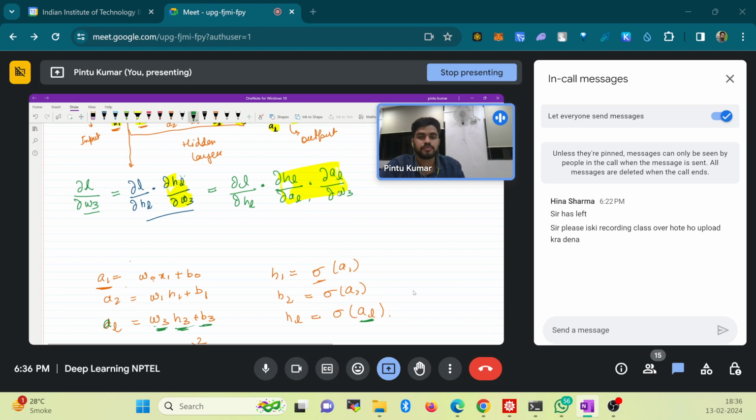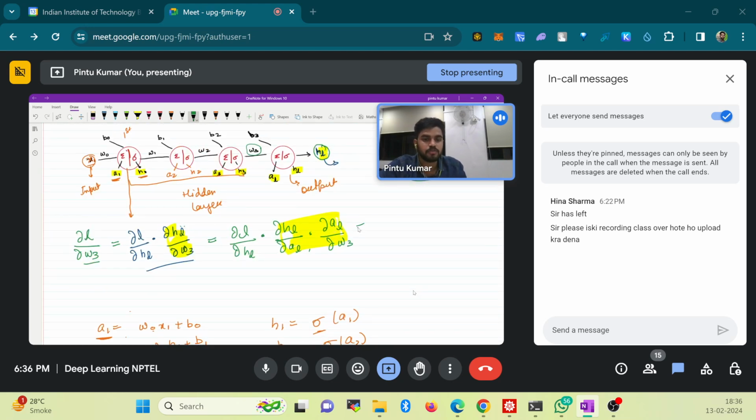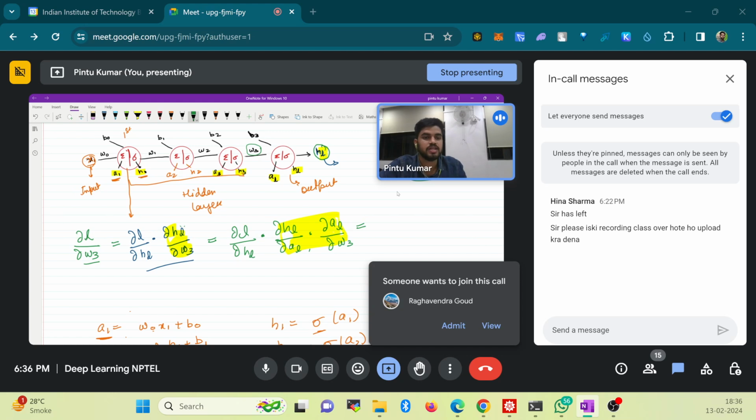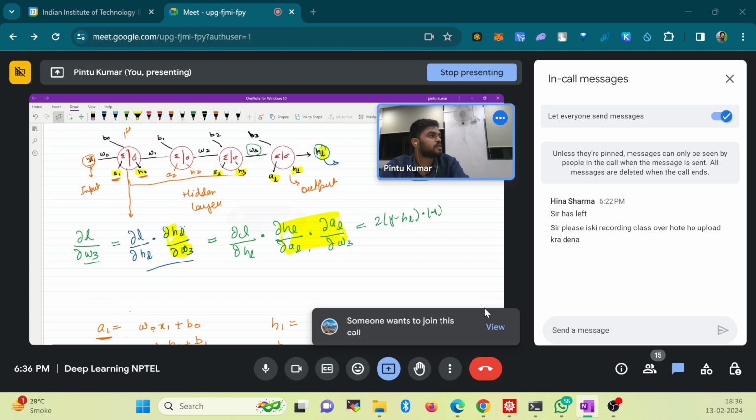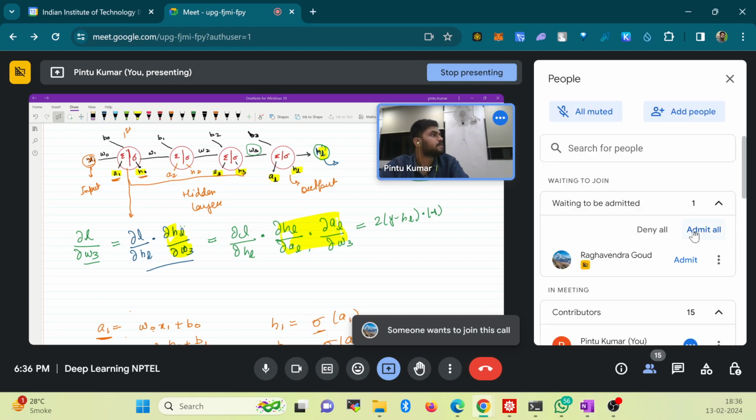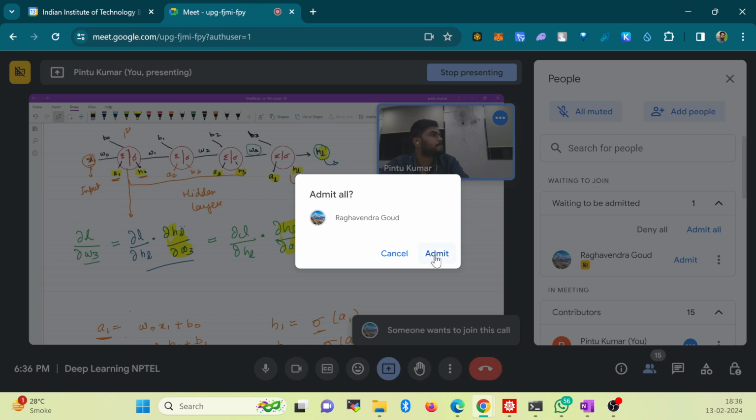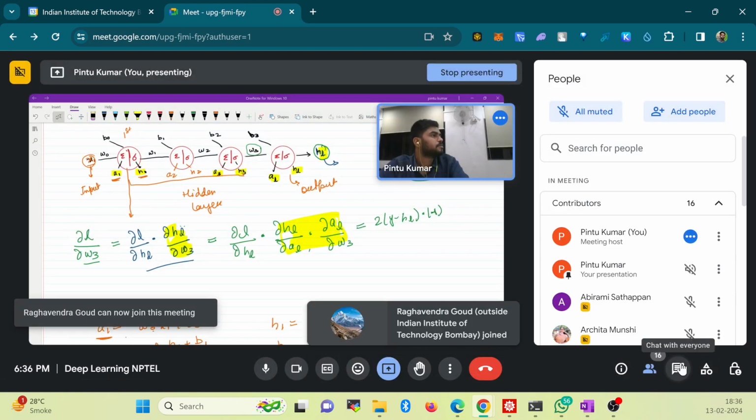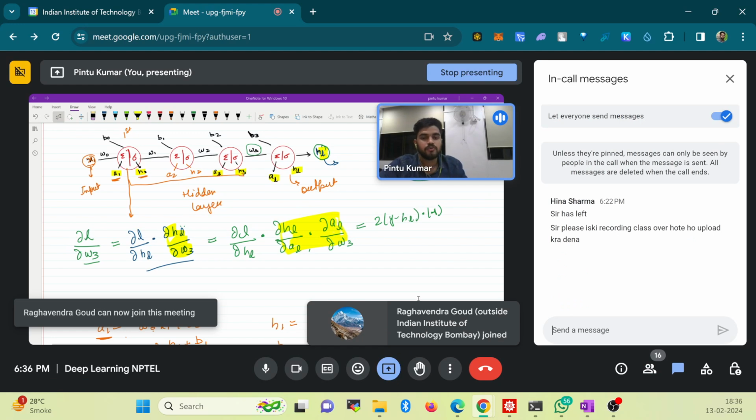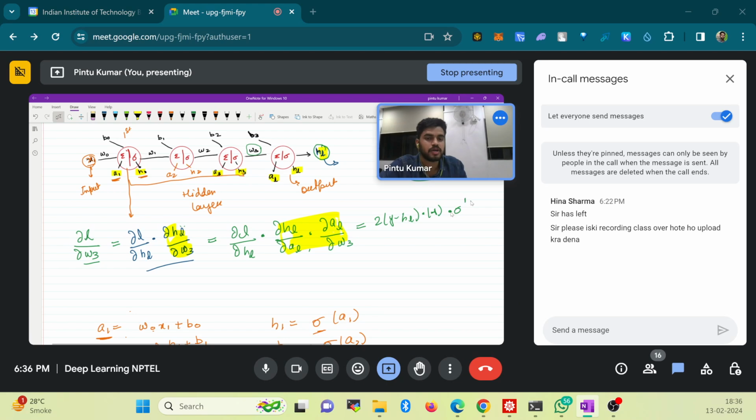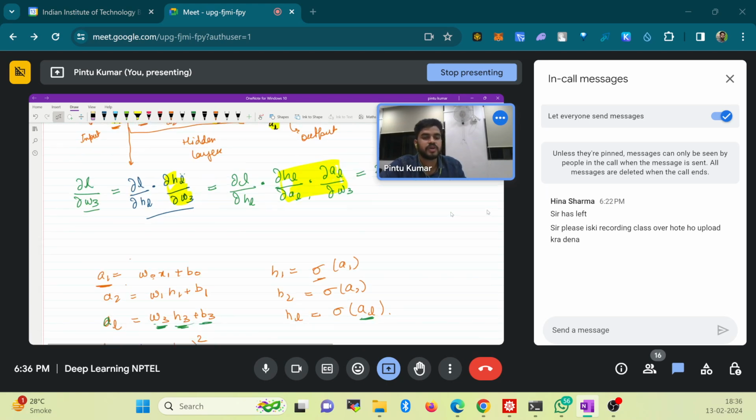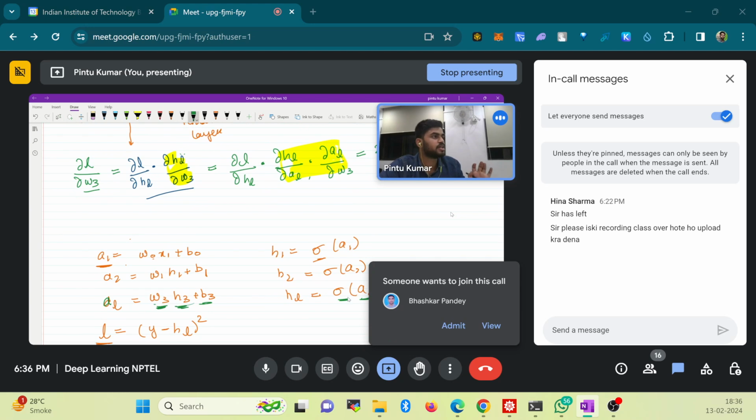We can write an elaborate form here also. What is my del L by del HL? This would be 2 times (y minus HL) into minus 1, right? This is what it would look like. And what would my second term look like? This would be nothing but sigma dash of AL. Right now I'm not specifying what my sigma is, I'm just writing sigma dash of AL.